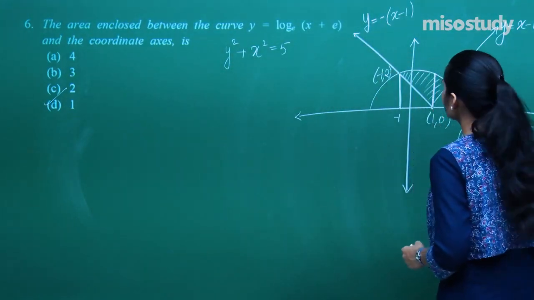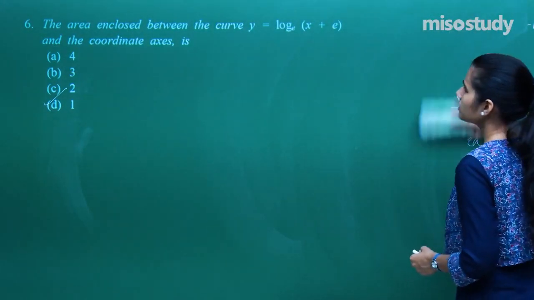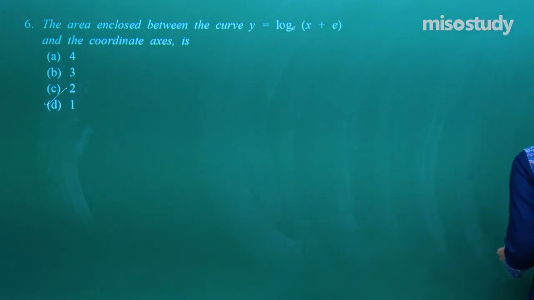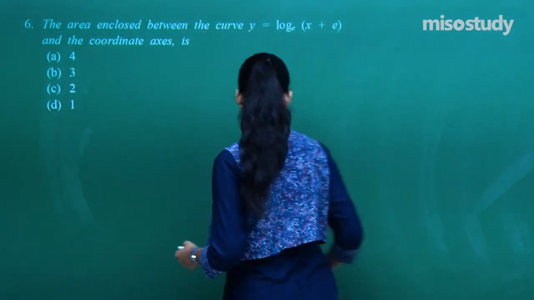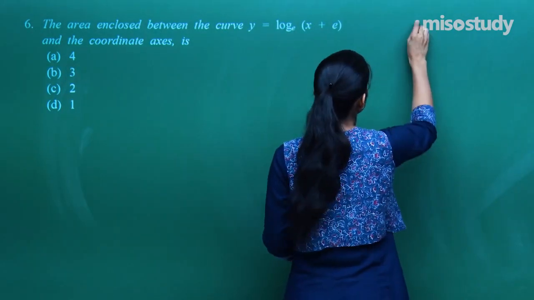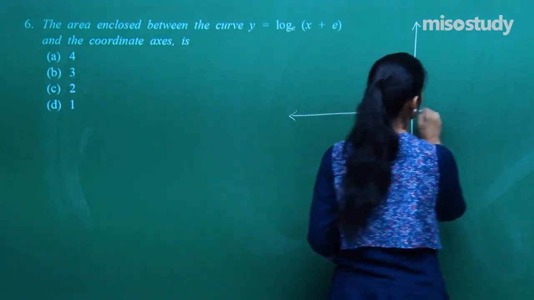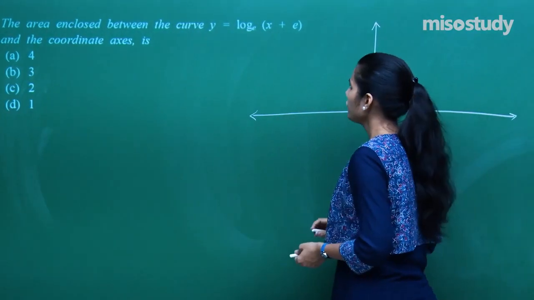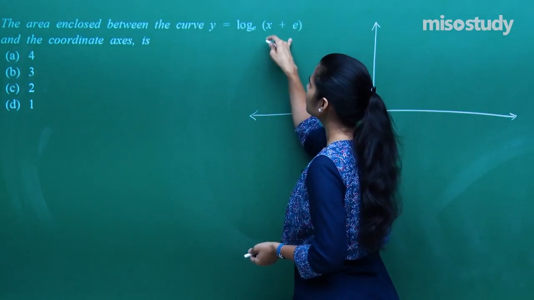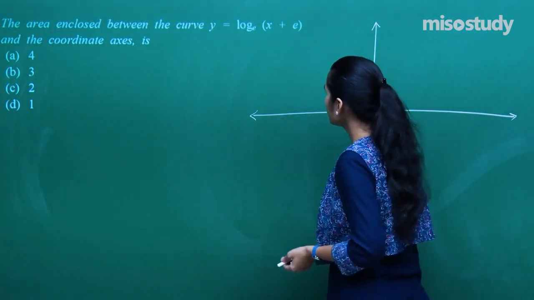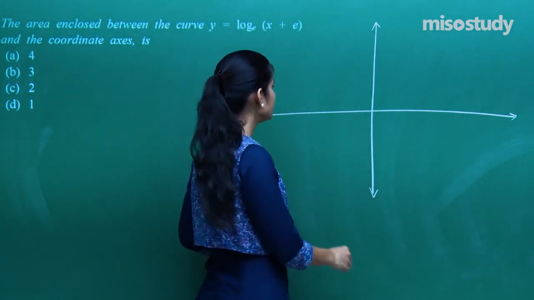The area enclosed between the curve y equals log of x plus e to the base e and the coordinate axis. Okay, so let's first try to understand what this function is going to be. Here the function is log of x plus e to the base e. Now you know when this is equal to 1, then this is equal to 0. X plus e is 1 when x is 1 minus e. So at x equals 1 minus e, this will be 0.